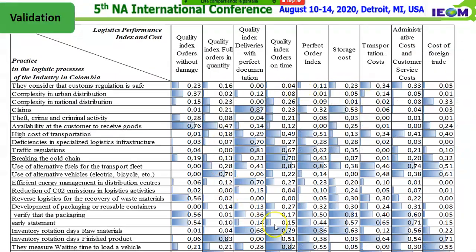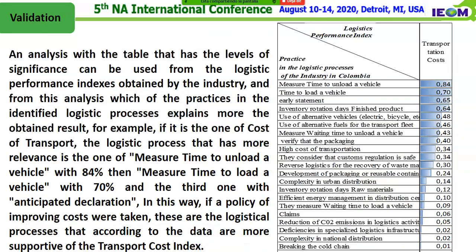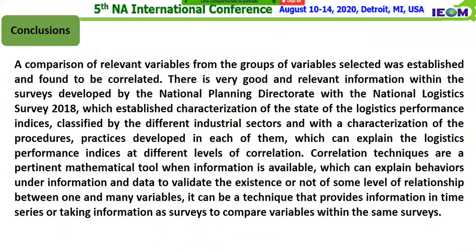In this case, there are more than 120 different variables to analyze. Who is the intention for? For everybody: management in different industries or sectors, the public sector, to have information to take a decision in different cases. So this is a comparison of relevant variables, for the graphs of the variables selected, that was established and found to correlate.